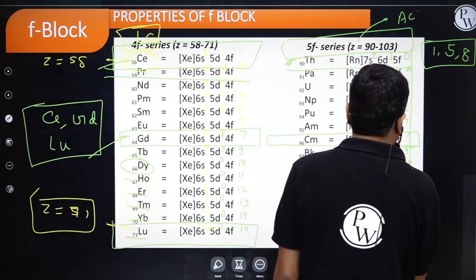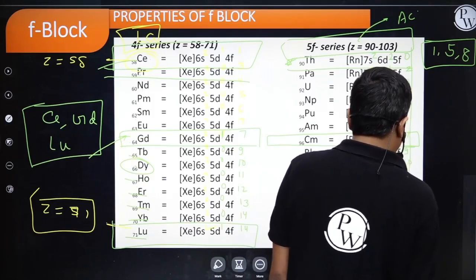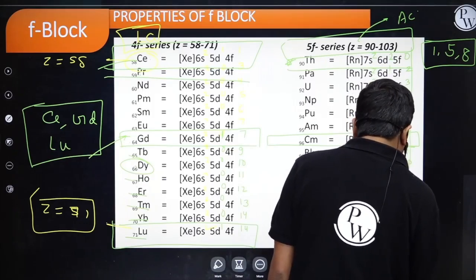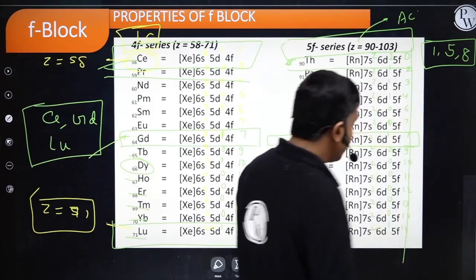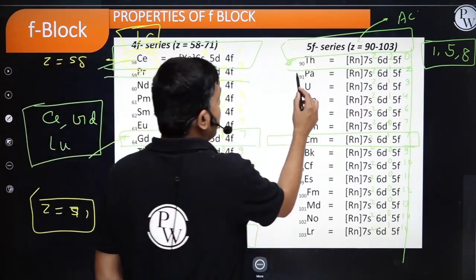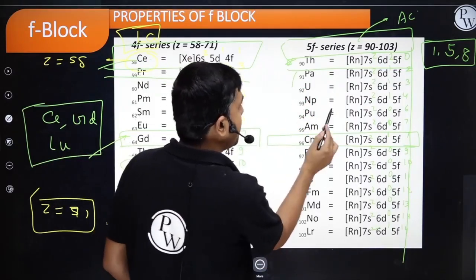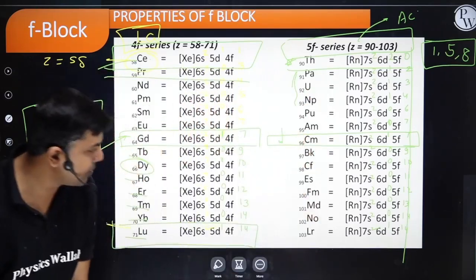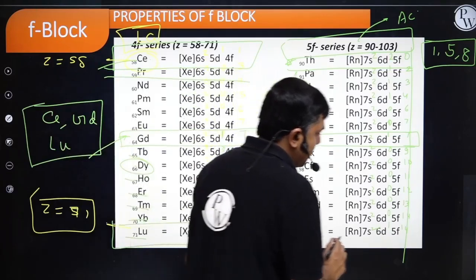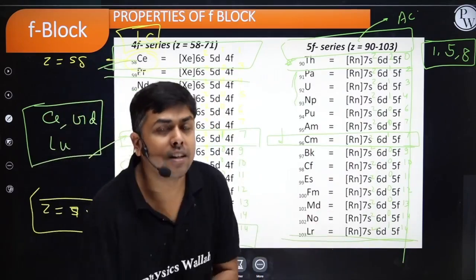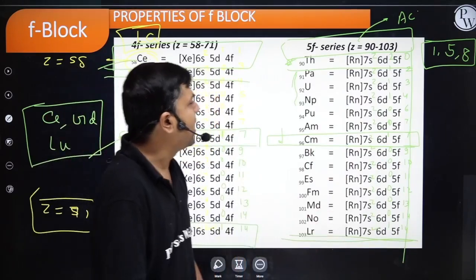D0, F10, D0, F11, D0, F12, D0, right? F13, D0, F14, D0, and F14, D1. So students, here you are having D1 configuration in Pa, U, Np, right? These three elements. Then you are having F1, D1 configuration in Cm, and last one, Lawrencium. Am I clear, students? If I talk about the elements involved here and the mnemonics, you can learn it like this.